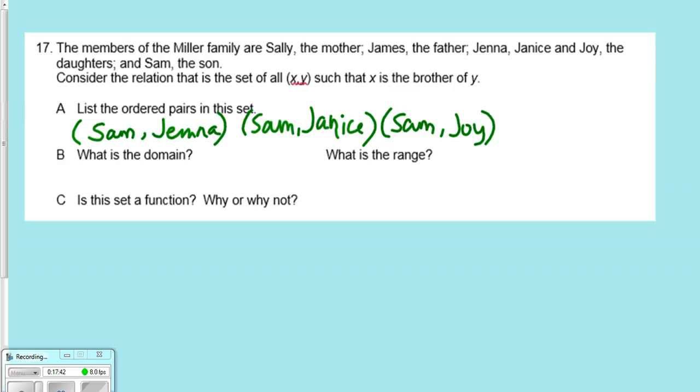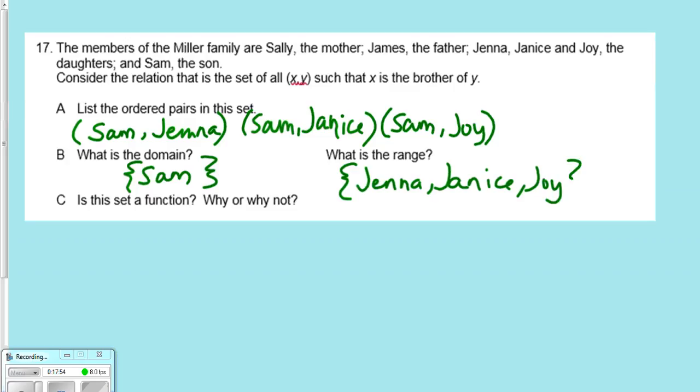What is the domain? Well, it's a list of the x's. So I've got Sam, oh, he's the only one. The range, that's the list of y's. So that's Jenna, Janice, and Joy. Okay. Now it says, is this a function? So again, does every input have exactly one output? The answer here is no, okay? The input of Sam has three outputs.